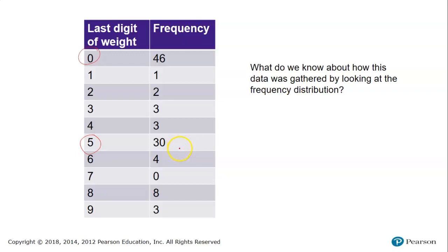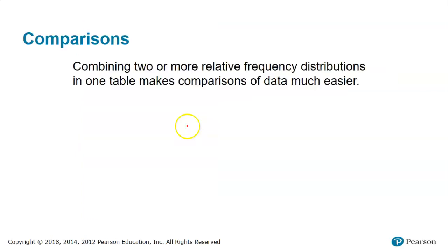versus actually measuring it. If they had actually measured it, we would expect it to be uniformly distributed, meaning each of the digits would have occurred the same number or approximately the same number of times. Here we clearly have more zeros and fives for the last digit. And typically, if somebody asks, how much do you weigh, you're going to round it to the nearest 5 or 10. And because of that, we would expect these numbers to be higher.